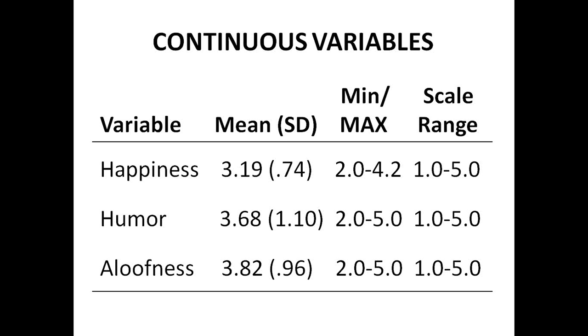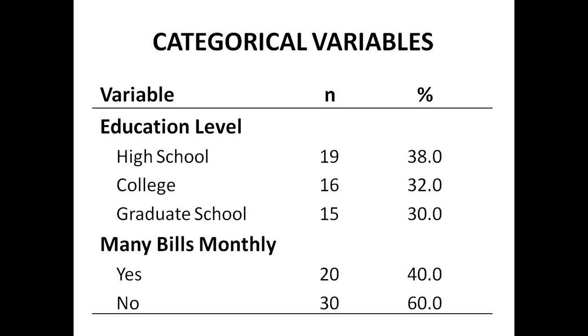So if happiness is a mean of 3.19, they'll know that it's on a scale of 1.0 to 5.0, so it's somewhere close to the middle, right? And that's different if it was a scale of 1 to 10, where 3.19 would be in the lower third, right? So these are the good values to present for our continuous variables.